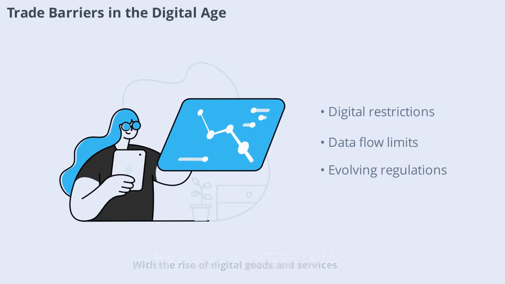With the rise of digital goods and services, new types of trade barriers are emerging. These include restrictions on data flows, digital taxes, and requirements for local data storage. As technology evolves, countries are finding new ways to regulate cross-border commerce.